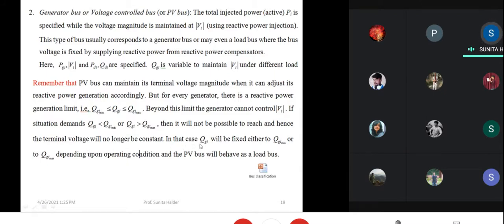In that case, QGi will be fixed either to QG min or QG max. It will be physically fixed because it cannot be reduced. So in calculation, we shall make it fixed. Depending upon the operating condition, the PV bus will behave as a load bus. Load bus does not mean the generation will be converted to load. Load bus in the sense that its P and Q will be constant.